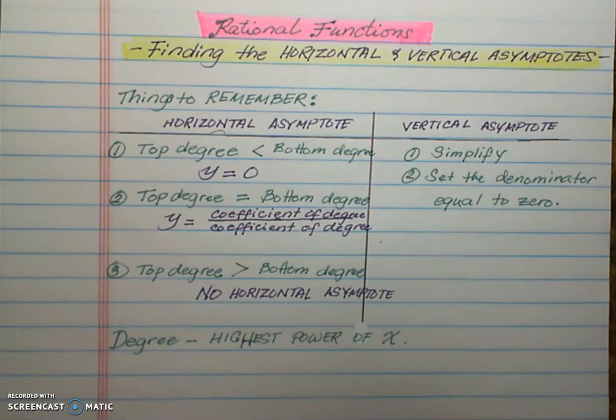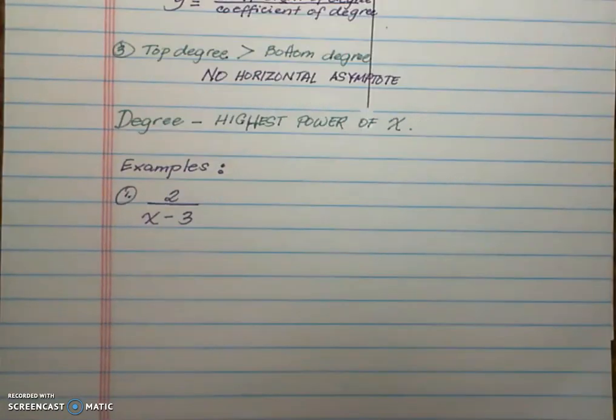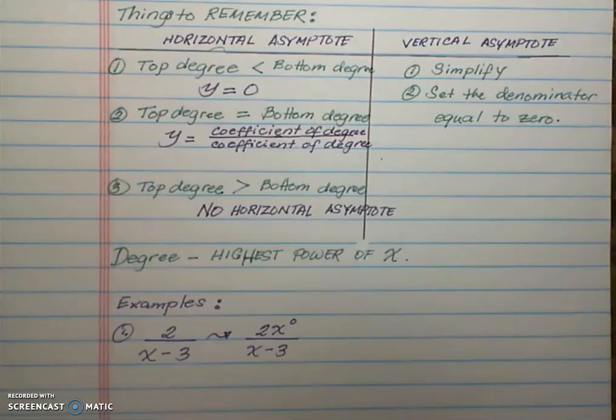Now, for the vertical asymptote, what you're going to do is simplify your rational expression by factoring out whatever you can factor and then setting the denominator equal to 0. Example number 1, 2 over x minus 3 can actually be expressed as 2x to the 0 over x minus 3. Let's take a look at the top.